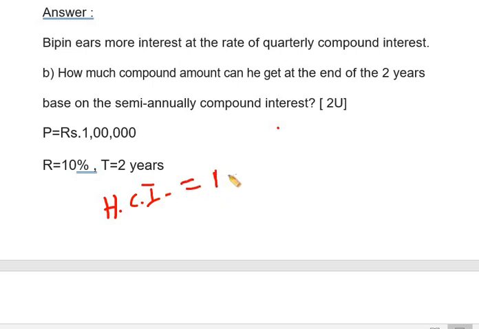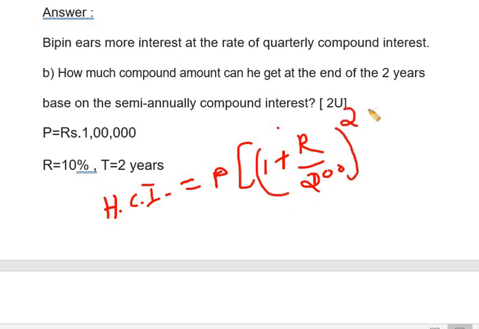Just write P times (1 plus R by 100). But for half yearly, it is R by 200 and the whole power is 2t, and minus 1. It is for compound interest. Now only the half yearly compound amount.